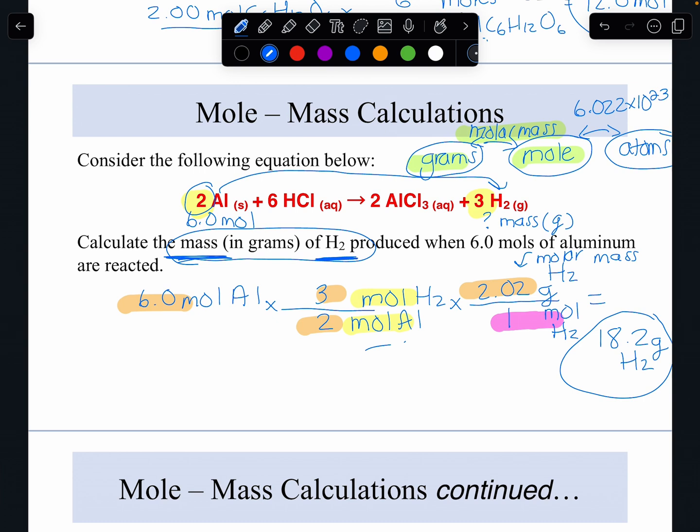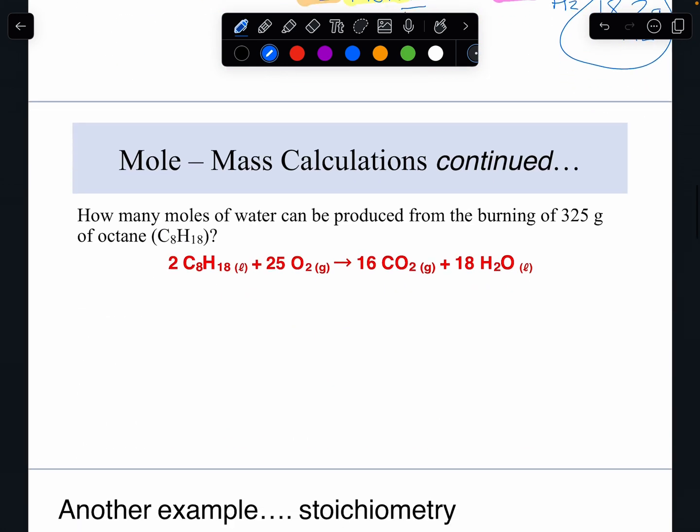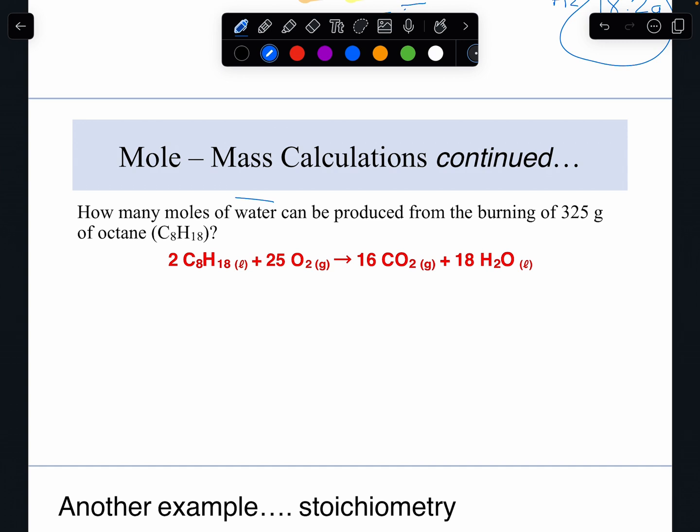So we went to moles, did a mole conversion, then we went to grams. You have to do this mole conversion to go from aluminum to H2 in a balanced equation. Must have a balanced equation.